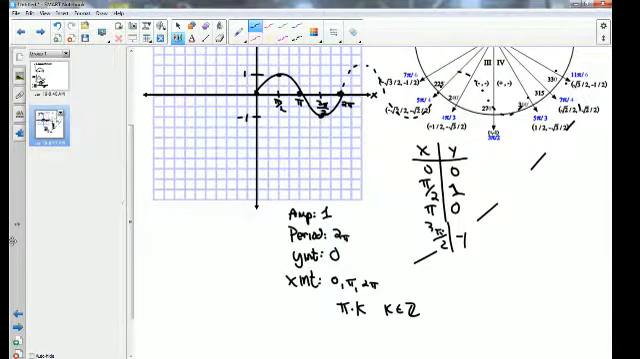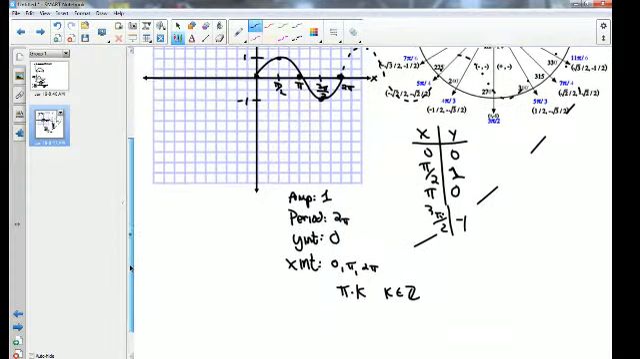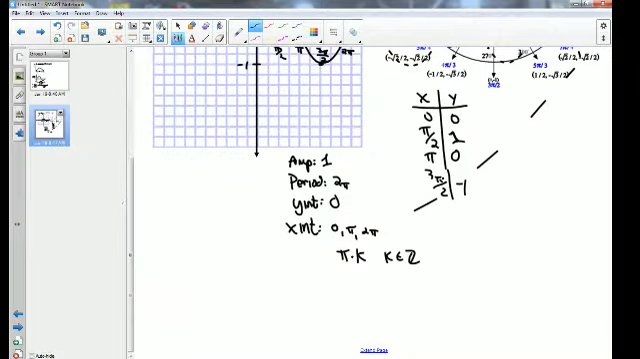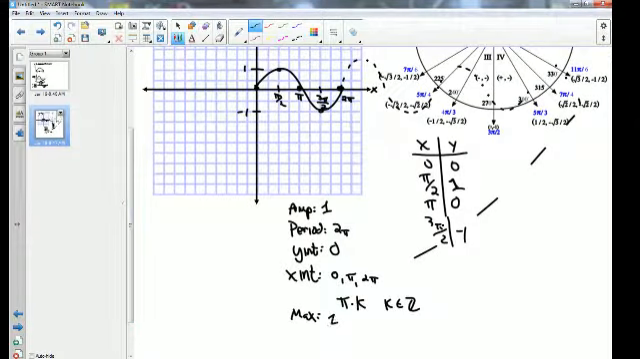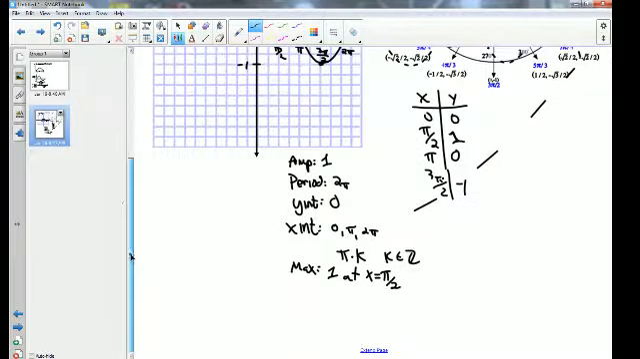What else is there? Oh, there's lots of info here. Maximum value. 1. Yep. 1 at what x value? In this specific case, it's at pi over 2, right? How do you write that? Again, how would I write it? Let's put these in red, for no restrictions.